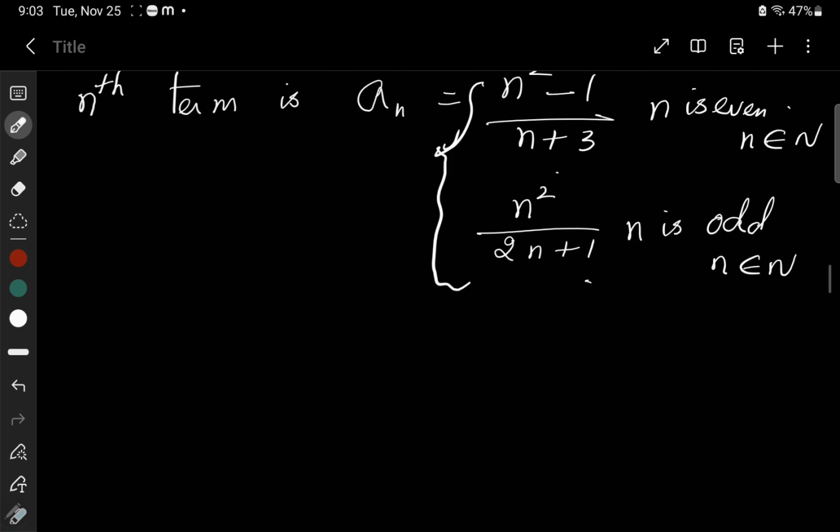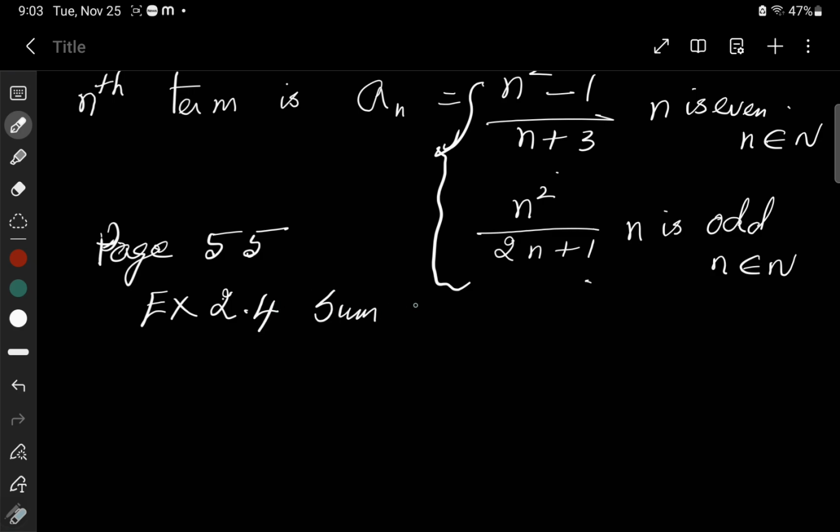So it is also an exercise sum. It is in page 55, exercise 2.4, sum number 5. You can go through this in the video.